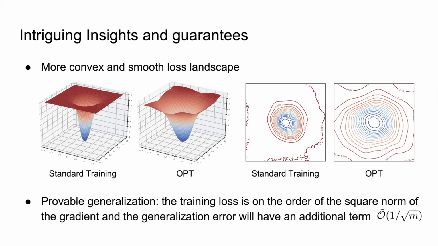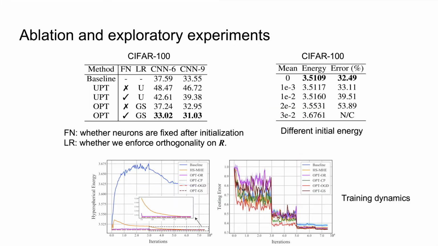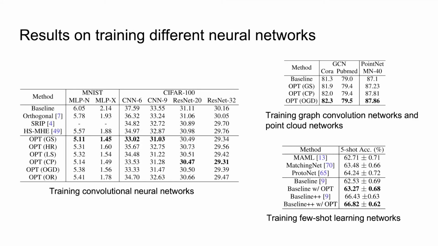We show that our training framework yields a more convex and more smooth loss landscape. Moreover, we give provable generalization guarantees for our method. We conduct a few ablation studies to justify our design choices. Moreover, OPT works universally well on different network architectures and different tasks.